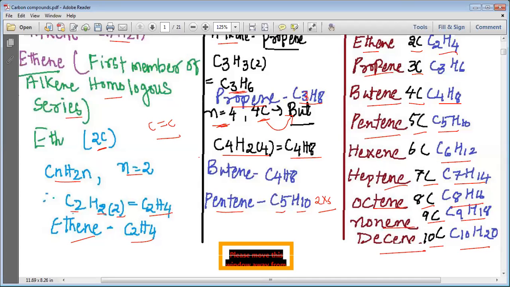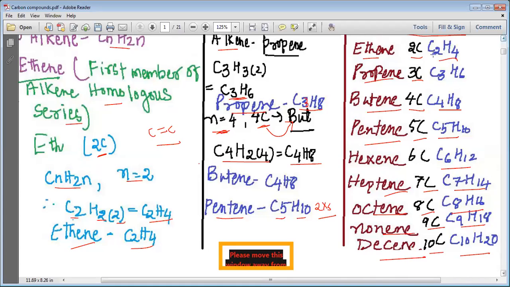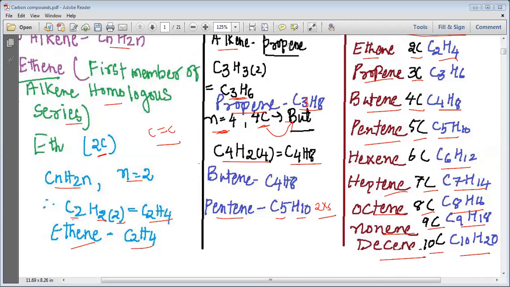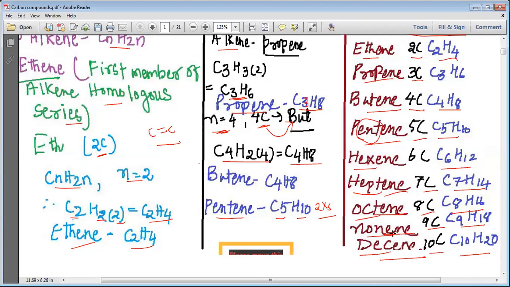So, my dear students, please remember that for 2 carbon we write eth, for 3 carbon we write prop, for 4 carbon we write but, for 5 carbon we write pen, for 6 carbon we write hex, for 7 carbon we write hep, for 8 carbon we write oct, for 9 carbon we write non, and for 10 carbon we write dec.